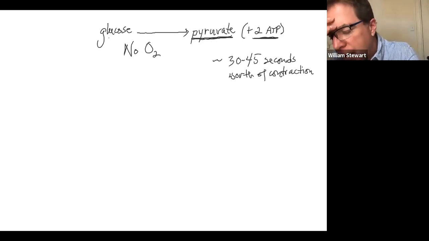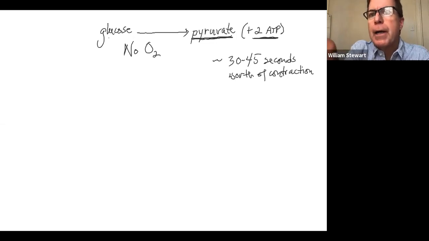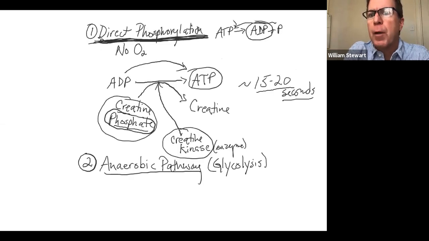So think of an Olympic sprinter. He or she is in the starting block. Just to get out of the block, they use stored ATP. Then to get maybe 10 or 15 seconds up the track, they use direct phosphorylation. Now they want to run further. Their body goes through the anaerobic pathway of glycolysis.